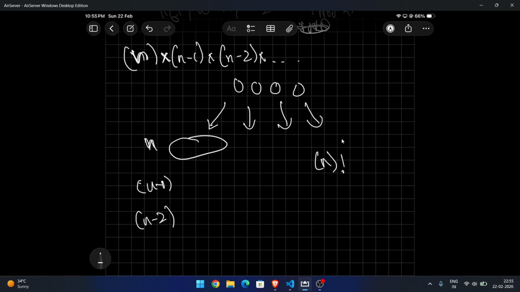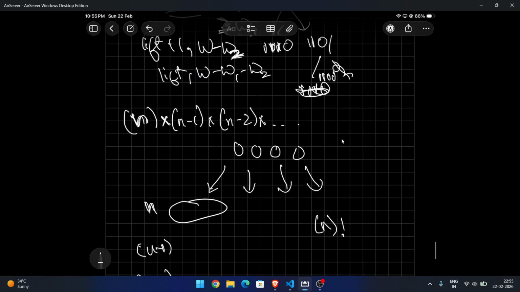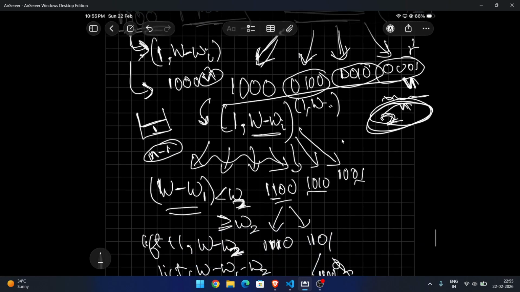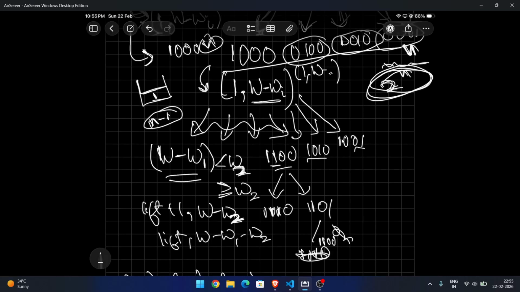Now I know we can't allow n factorial. So what we'll do is memoize this. Now, how can we memoize this? Suppose we are at a stage here, 1100, and this is already giving us a combination for two left and two remaining. Now, from this stage, we are also coming to that position.